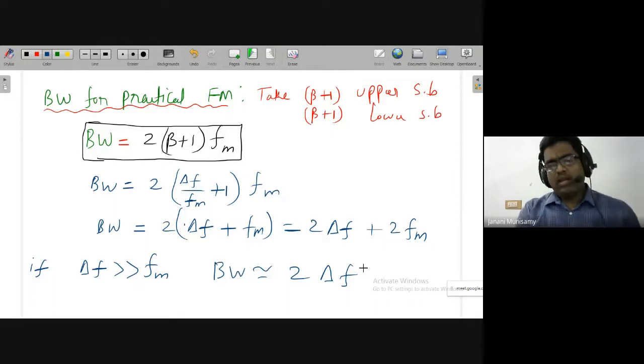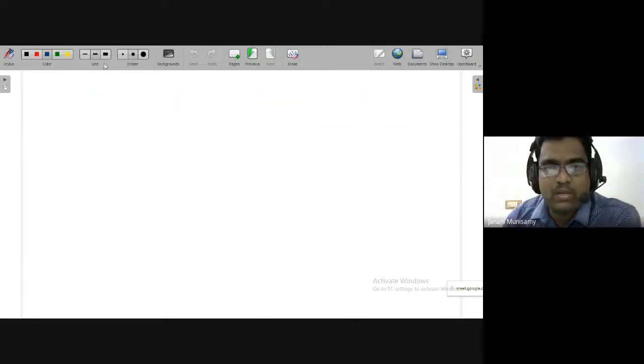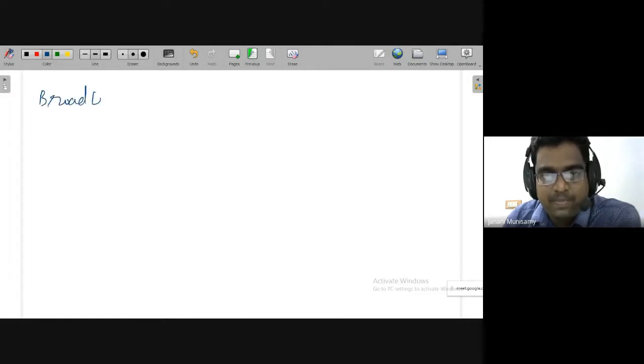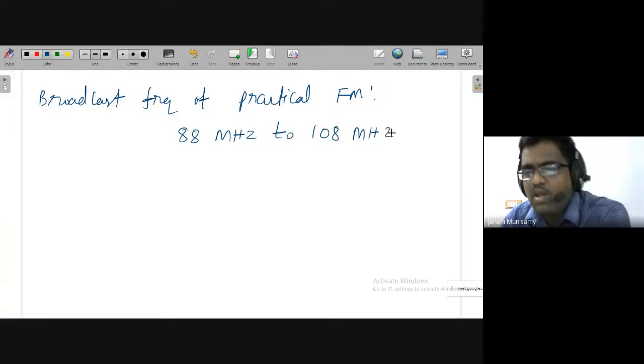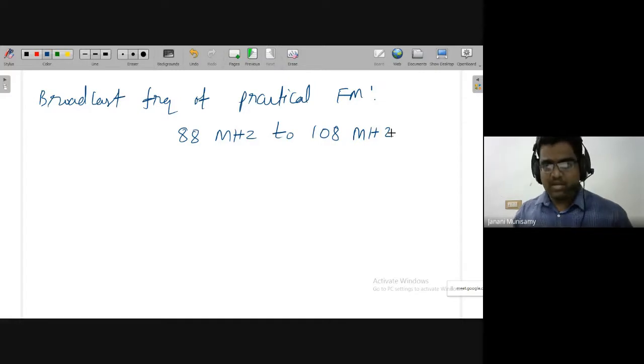So now we'll take practical FM. On a daily basis we are listening to FM channels. What is the broadcast frequency of practical FM? It goes from 88 megahertz to 108 megahertz. Whether you are at Chennai or Tirunelveli or wherever you are, you will be listening to FM frequencies between this range, 88 megahertz to 108 megahertz.